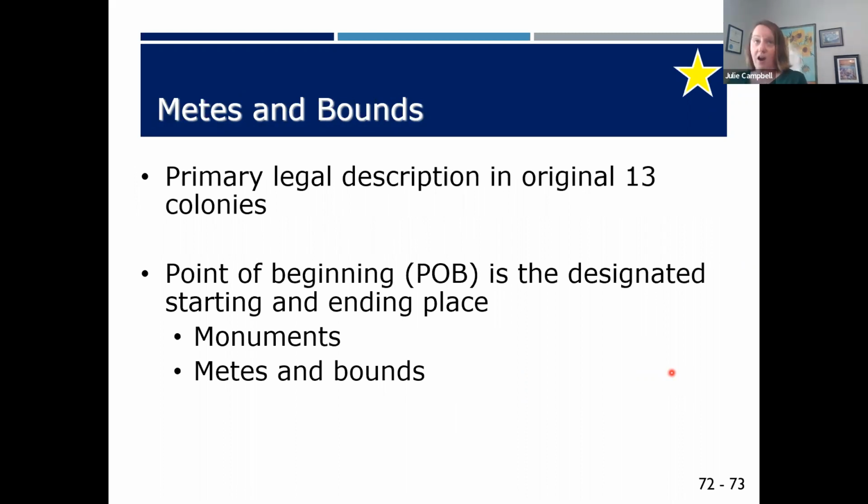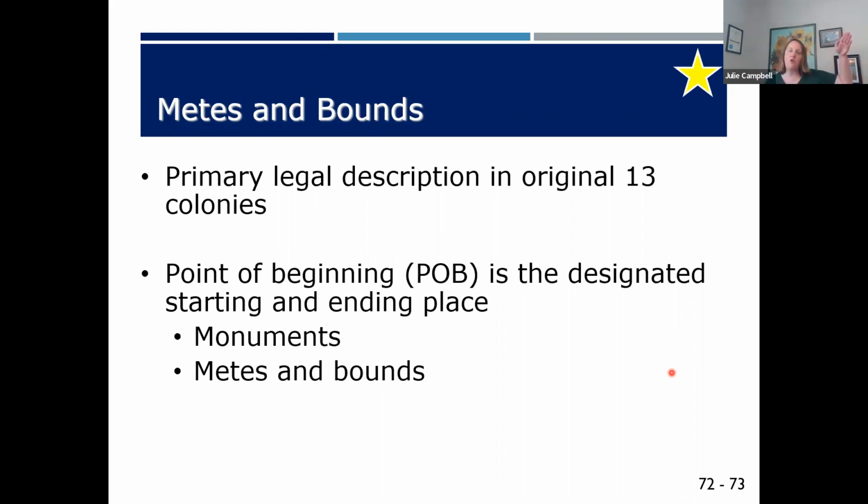Metes and bounds is the primary way to identify the legal description in the original 13 colonies. And yes, North Carolina is part of the original 13 colonies. So the primary method in North Carolina for identifying the property, the legal description, is the metes and bounds. And what the metes and bounds does, it starts and ends at the point of beginning. We'll look at a picture in just a second.